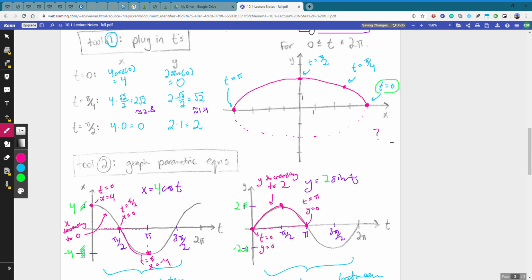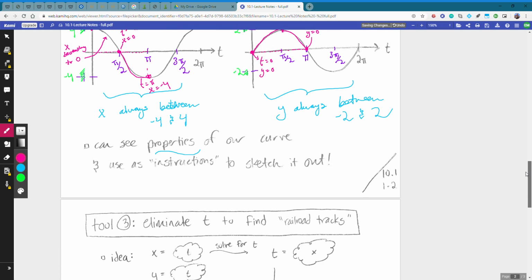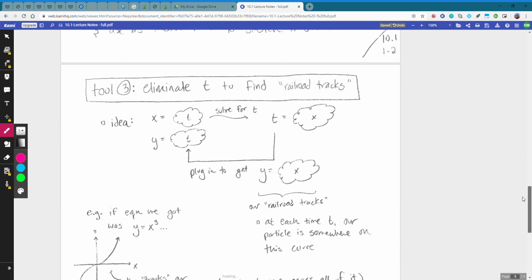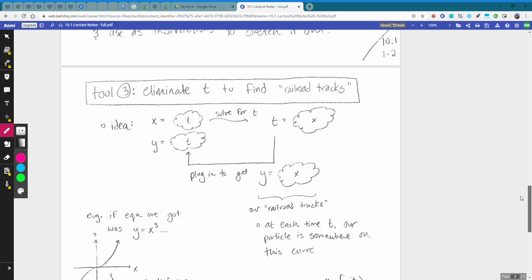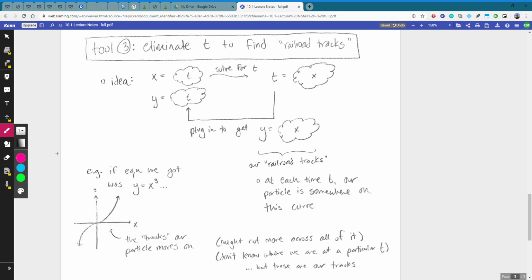Let's look at a third tool that we have to help us see what our particle is up to. And this third tool is that we can actually take our parametric equations and completely get rid of the parameter t. And in so doing, we'll find what I like to call railroad tracks for our particle.